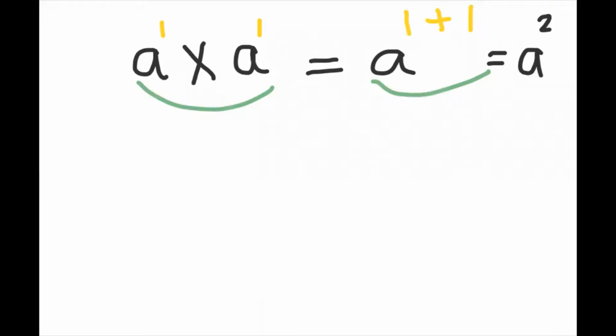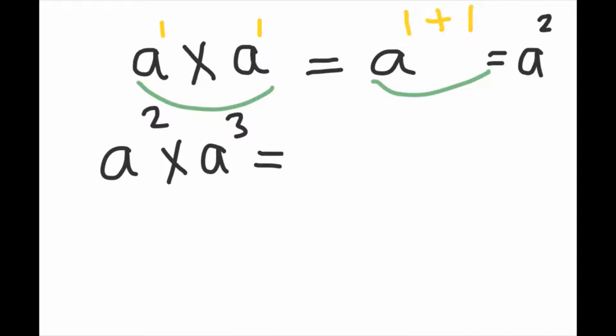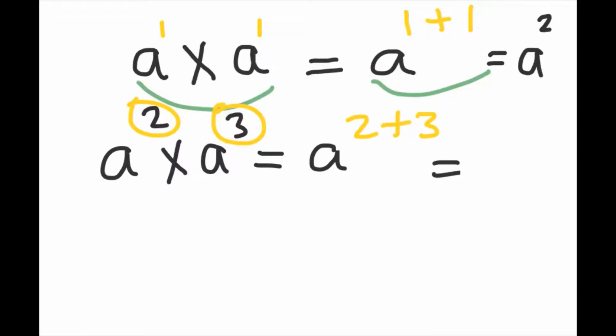All right, let's do a similar one. So your a squared times a cubed, same as the previous one. So now we have a 2 and a 3 on top. And again, the rule is we add them up, 2 plus 3. Then the answer is a to the 5, or a to the power 5.